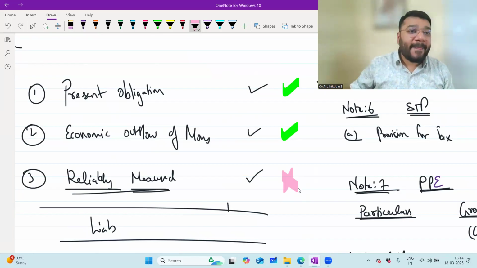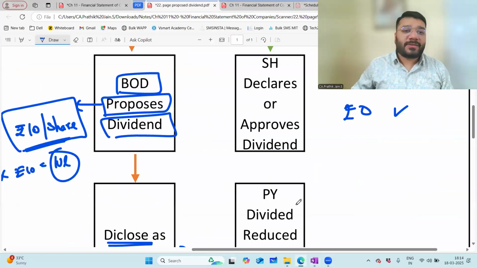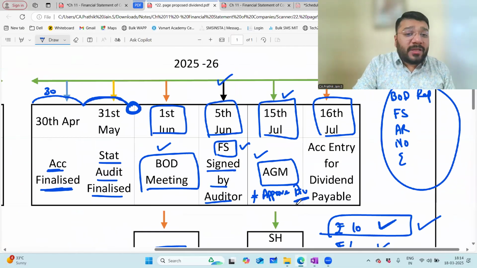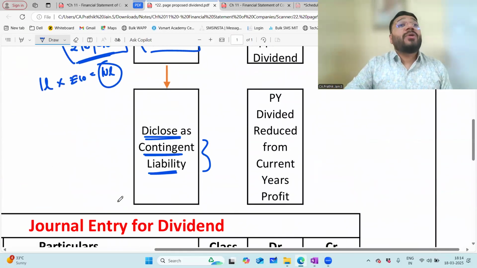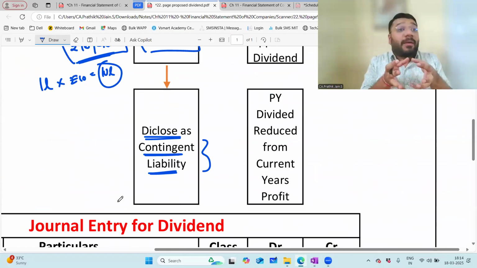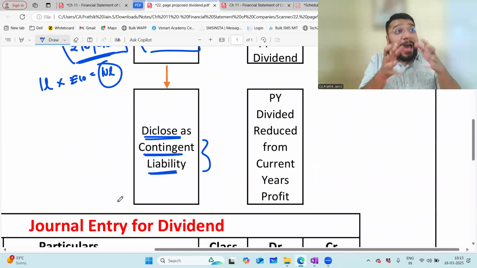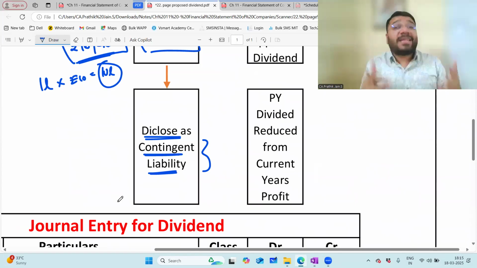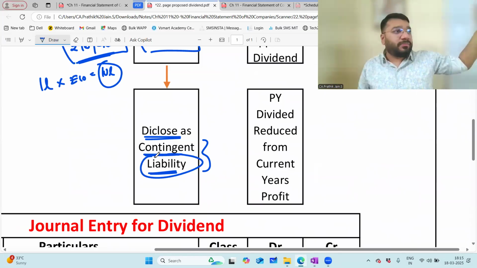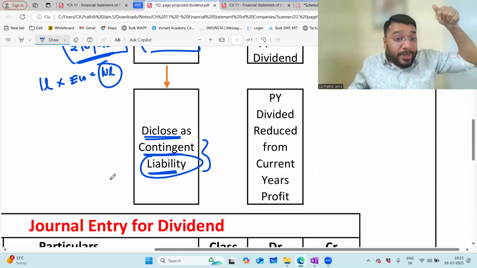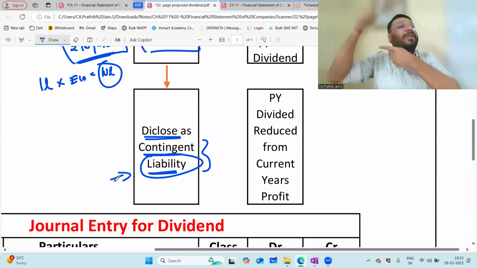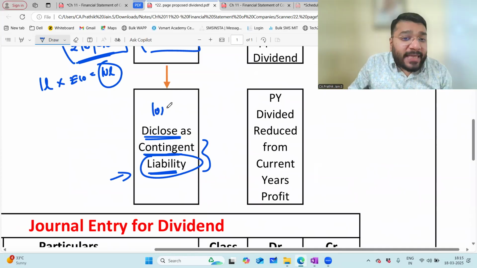Contingent liability. Yes. So here on 1st of June, when the board of directors proposes this dividend of 10 lakh rupees, we call this a contingent liability. What is contingent liability? This is a potential liability. This liability may be a future liability, but the happening of this liability is dependent on a future event. This might become a liability in future, might not. The happening of this liability is dependent on the happening or not happening of a future event. So this 10 lakh rupees I called a contingent liability.